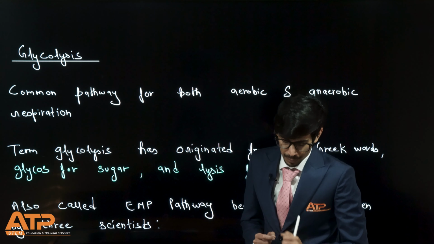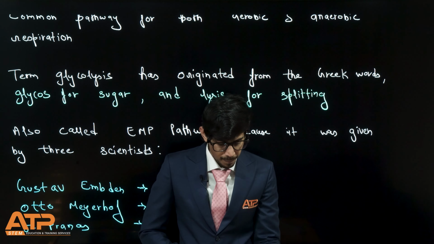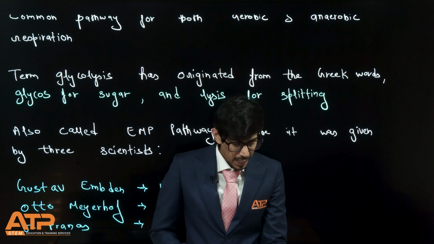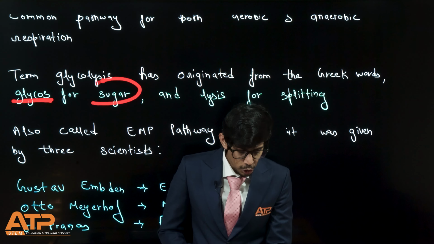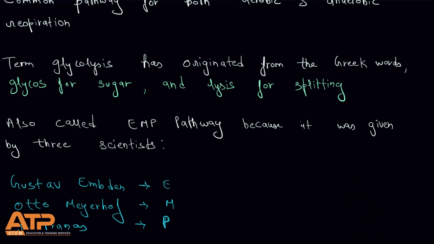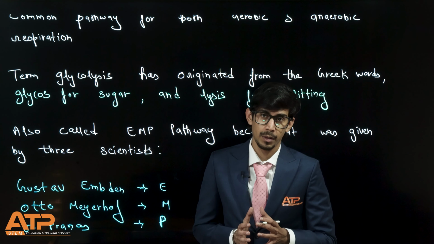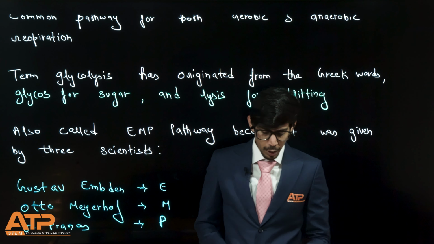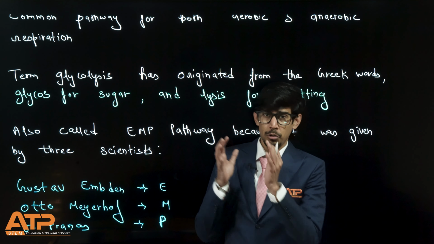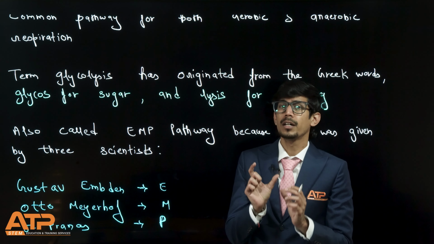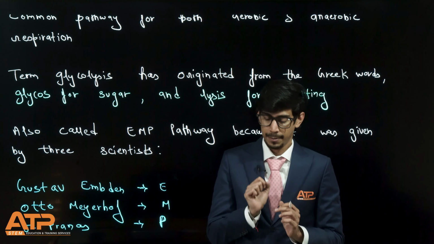So the term glycolysis, where has this term come from? The term glycolysis has originated from the Greek words glykos, which means sugar, right? And lysis, which means splitting. So which sugar are we talking about? We are talking about glucose, right? Here, one molecule of glucose breaks down into 2 molecules of pyruvic acid, okay? So therefore the term glycolysis.